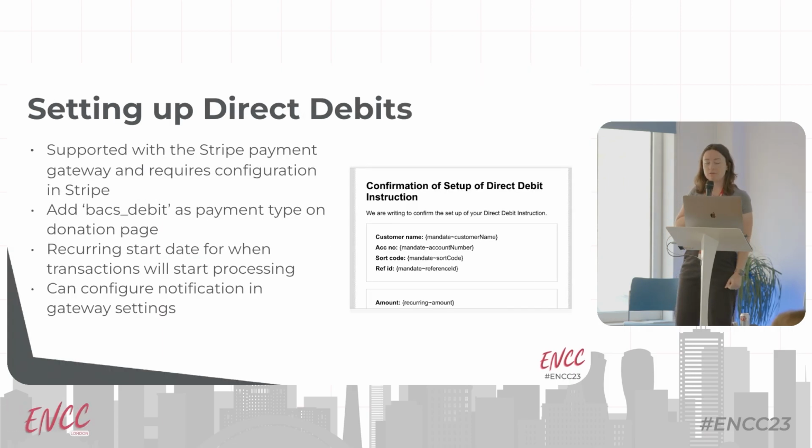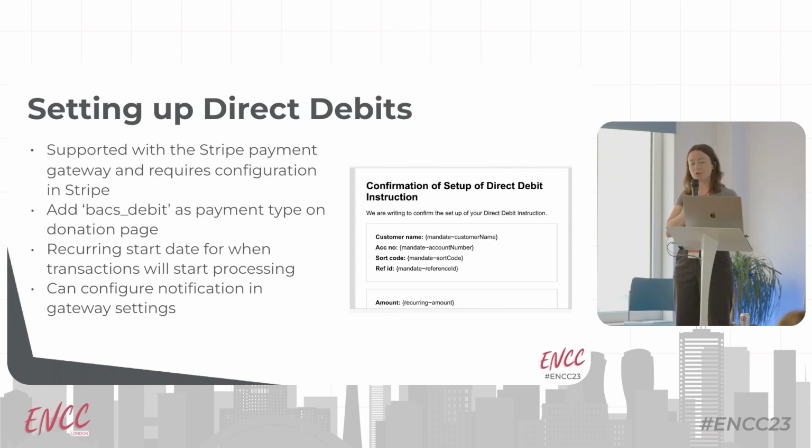And then setting up direct debits. So our most robust support for direct debits is with the Stripe payment gateway. And just noting here that it does require some configuration in Stripe. So there are some settings that you need to configure prior to using it in Engaging Networks on the Stripe side. And in terms of what to add to your Engaging Networks pages, the payment type is noted here. So you would need to have that as an available payment type.